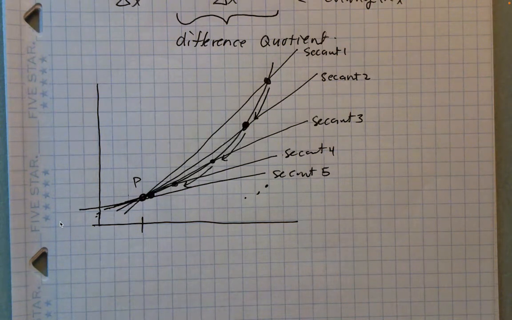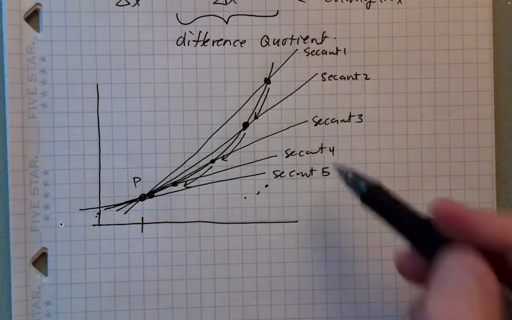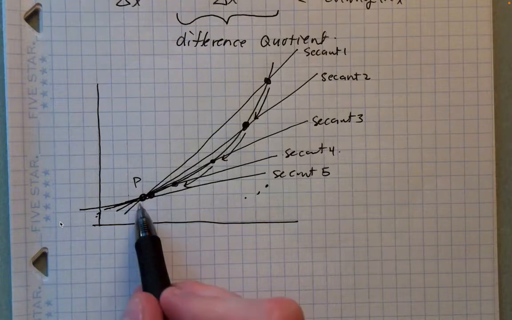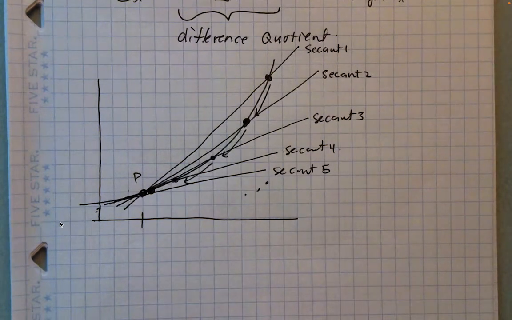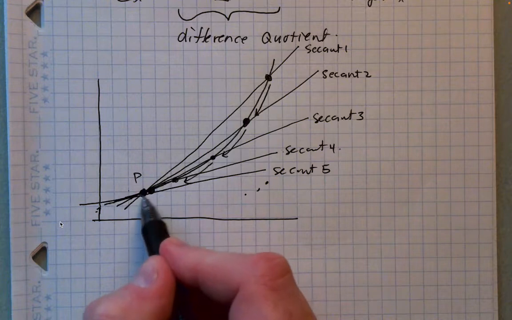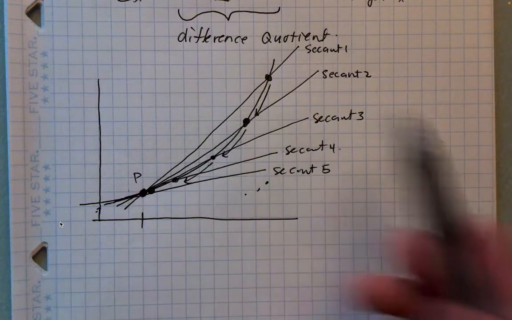If you imagine these two points getting progressively closer to one another until eventually they are arbitrarily close, secant 1, secant 2, secant 3, secant 4, secant 5, until you eventually arrive at the line that is virtually identical with what we would consider the tangent line at P. That's the idea behind the derivative. So if I want to find the tangent line at P, this would be one way to do it.